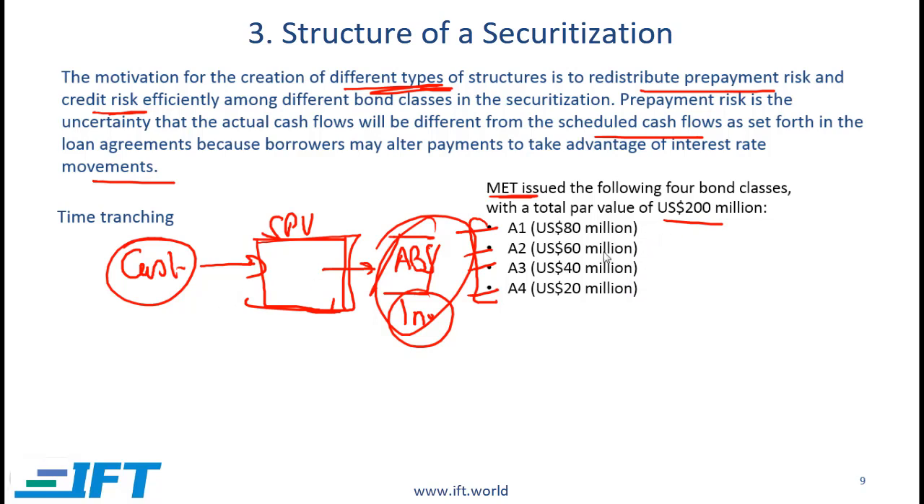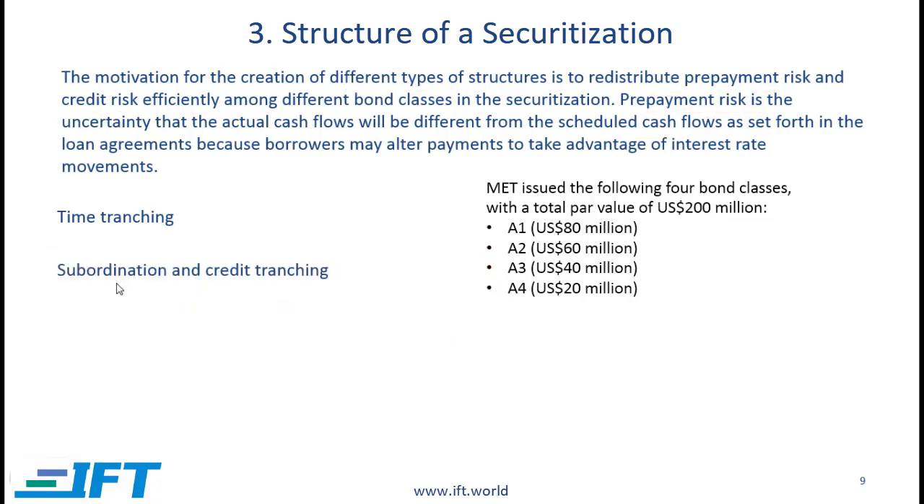What I have described here is called time tranching, and again, to emphasize why we do time tranching, this is to redistribute prepayment risk. Here are two more important concepts that we'll touch on here and discuss in more detail later: subordination and credit tranching.